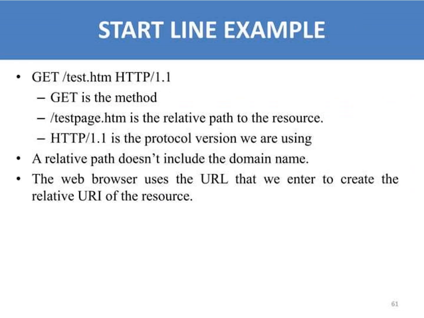The next one, start line example. The start line example is also below. GET /test.htm HTTP/1.1. GET is your method. Then test.htm is a relative page to the source, and HTTP/1.1 is the protocol version we are using. The web browser uses the URL that we enter to create a relative URI of the resource.